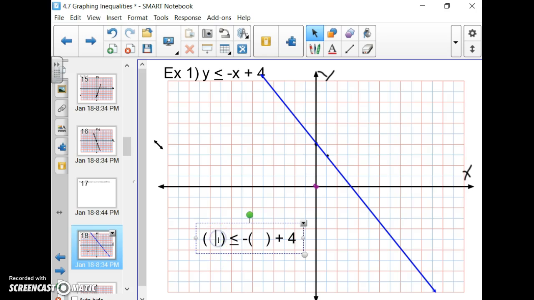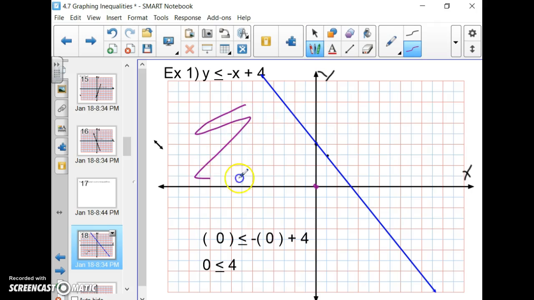Now, for this one here, I'm going to go ahead and plug in 0. And then this one over here, the same thing. Because I decided earlier that I was going to use my coordinate 0, 0. Now, if this is true, I will be shading this whole thing. Now, if you simplify this, I get 0 is less than or equal to 4. Now, this is true.